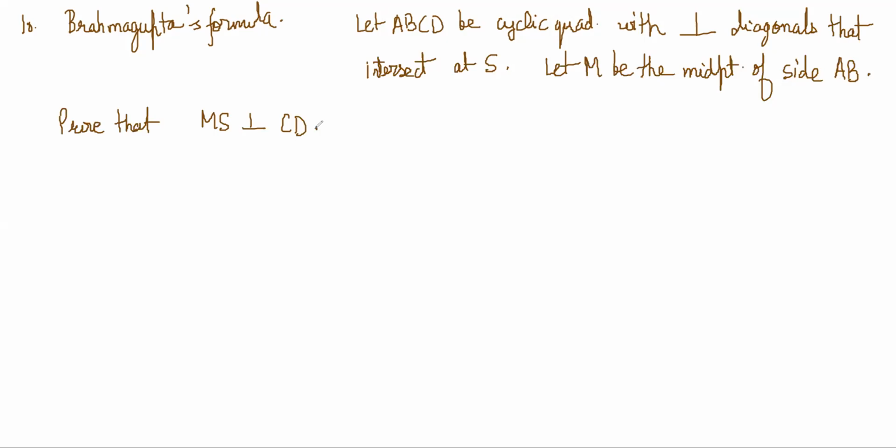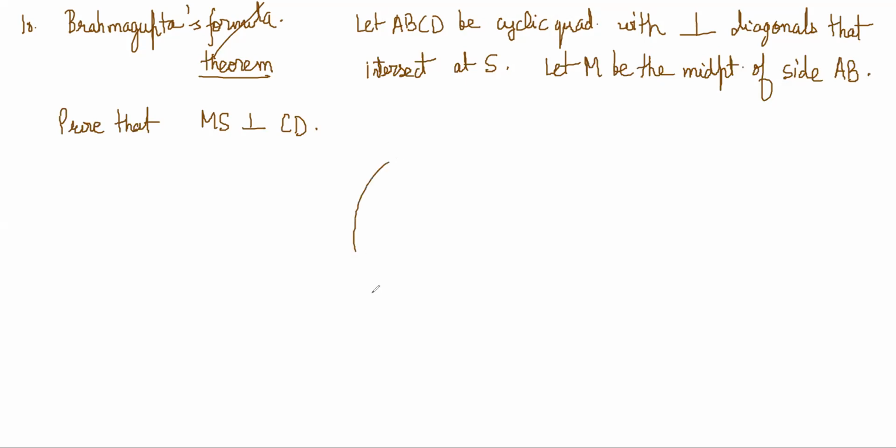This is not Brahmagupta's formula, this is Brahmagupta's theorem. There is a Brahmagupta's formula for the area of a quadrilateral, and that is what is more popular. So this is a cyclic quadrilateral with perpendicular diagonals which intersect at S, and M is the midpoint of side AB.